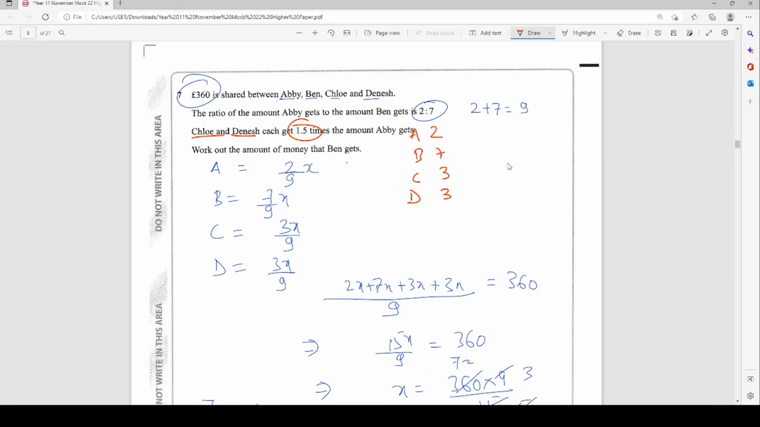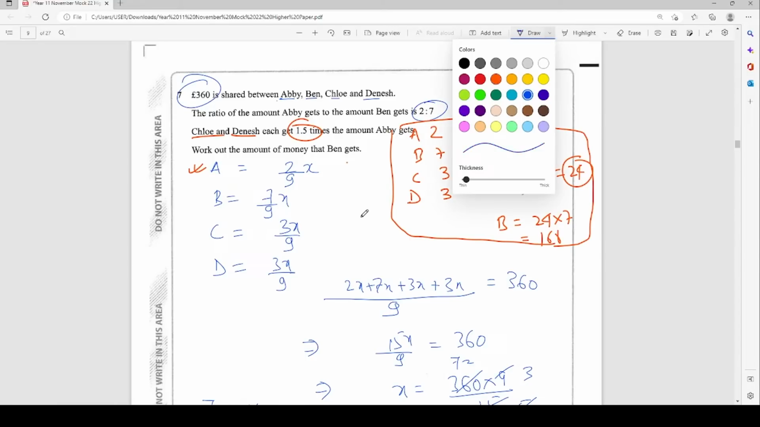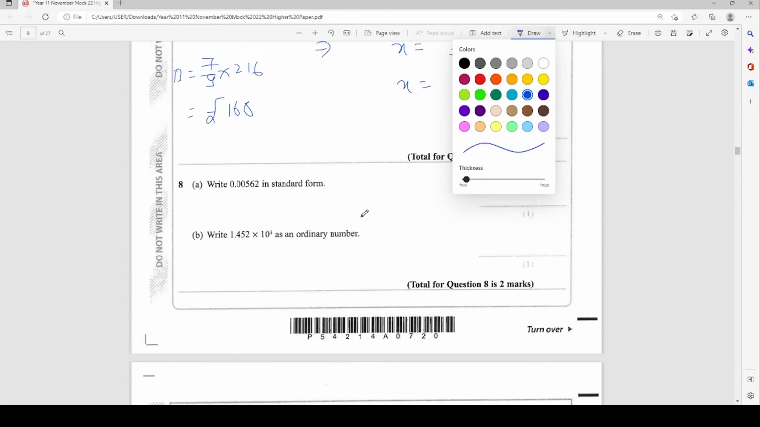You divide 360 by 15, and that gives 24, and 24 is the value of one share. If you multiply it by 7, that's 168. So Ben will get 24 times 7, which is 168. Both are correct methods, so whichever you want. This one makes more sense to me, so that's what I started with. There can be alternatives, and if you have used them, you must have got full marks. So moving ahead, here I have got an easy question.